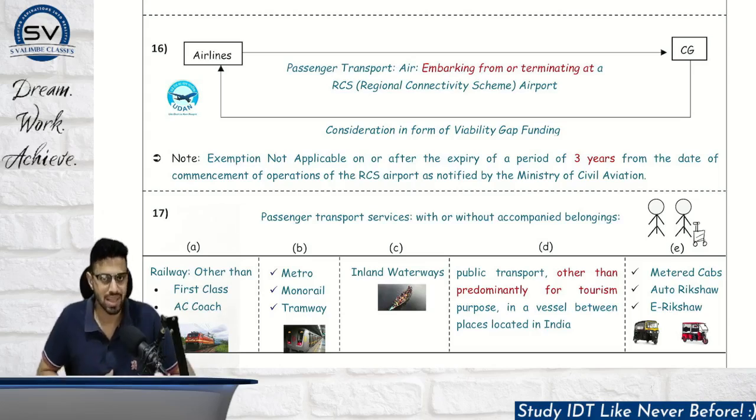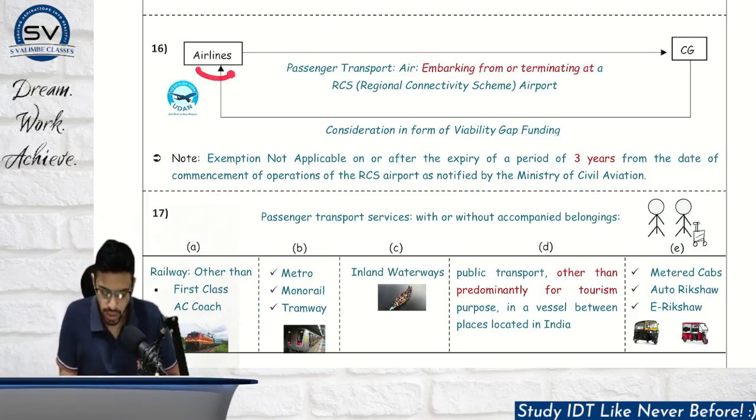So the central government says, okay, you charge 2,500 from that particular person, and the balance, 1,000, 1,500, whatever it is, we will give it to you so that you do not operate at a loss. That amount is known as viability gap funding. That is also exempt from GST. Point to be noted is that this kind of exemption for RCS, Regional Connectivity Service airports, applies only for 3 years from the date that particular airport became operational.